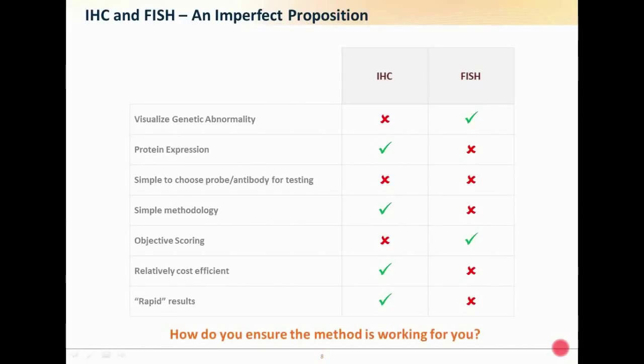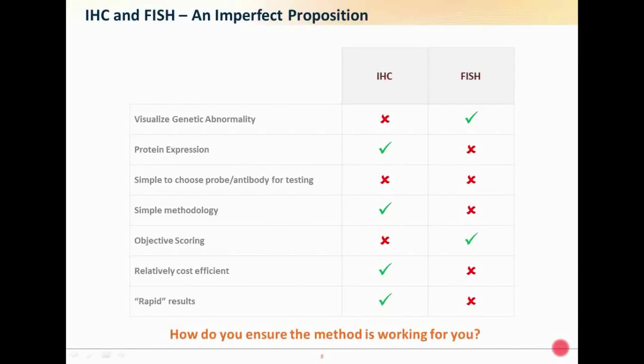In terms of choosing a probe or an antibody for testing, I'd say for both IHC and FISH, it can be difficult. Even for the very well-established assays, so for HER2 testing, you've already got 3 or 4 suppliers that have HER2 as an IHC test or as a FISH test. So how do you choose that, and how do you know that assay is working in your hands and it's the best one for you to be using?